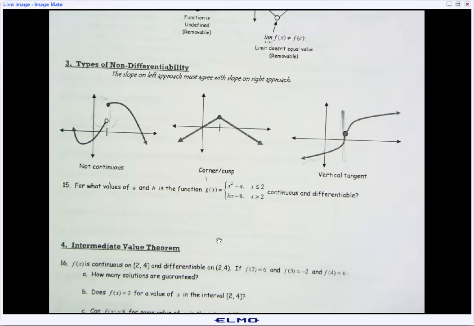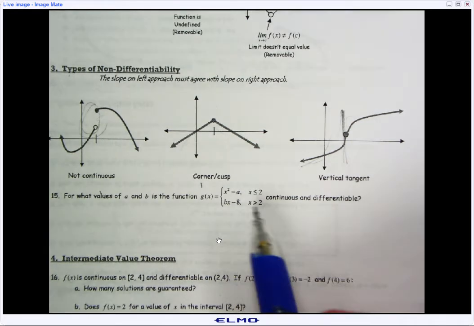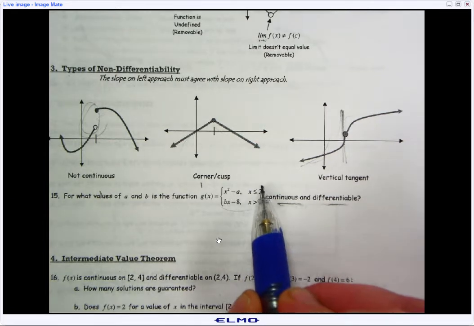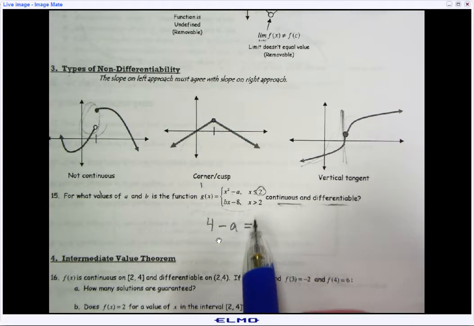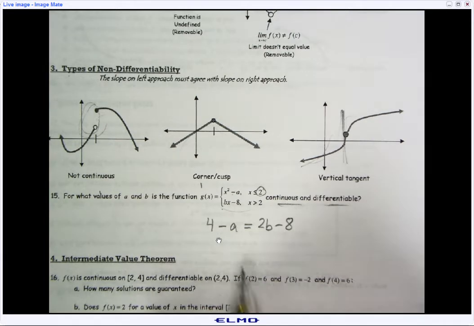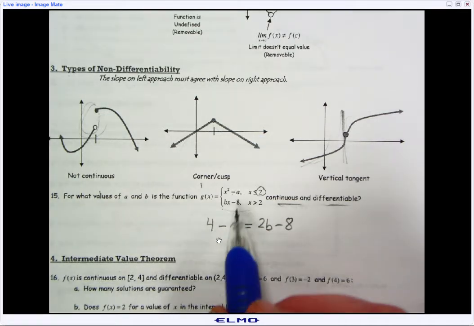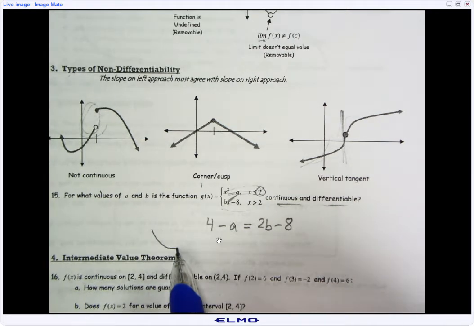The question that you will probably see has to do with piecewise functions. When you see a piecewise function and you see anything with continuous differentiable, they're always talking about the overlap. So if you plug in 2 to this function, you get 4 minus a. If you plug 2 into this function, you get 2b minus 8. And so they're going to ask about the relationship between those two. If they are the same, then wherever this function, this is some kind of parabola, wherever it leaves off, the other one picks up there and does its thing.